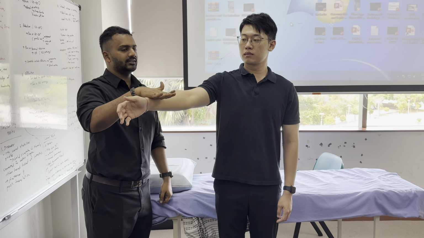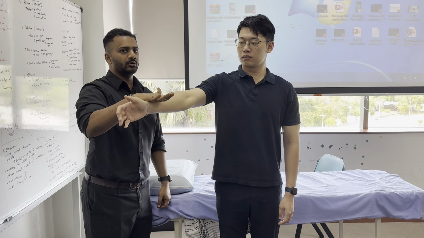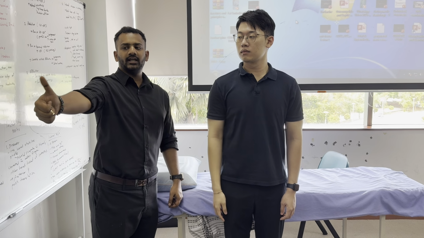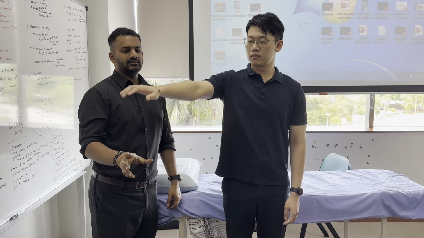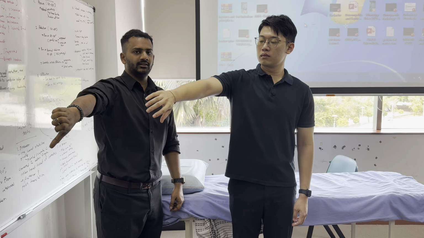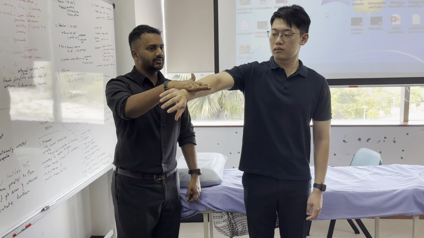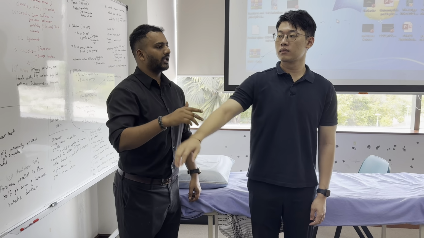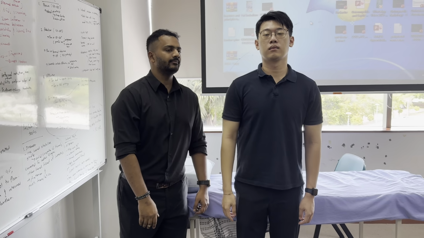Okay, go again. This is Jobe's test. Then I'll ask him to empty the can, pour the can down, so the thumb will be down. It's literally like pouring a can. Same thing. So if he has pain, then it is supraspinatus.